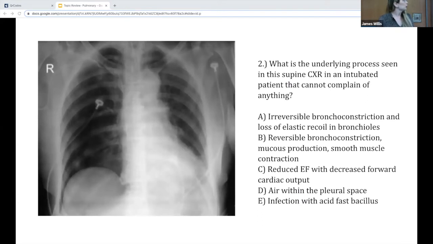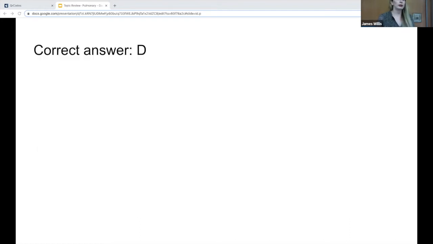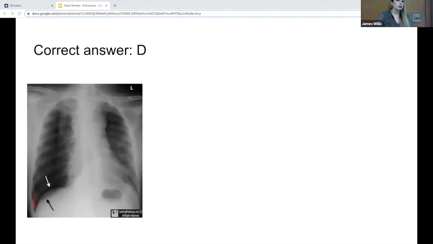Okay, question 2. What's the underlying process seen in the supine chest x-ray in a patient that cannot complain of anything? Any guesses? D. Yeah, good. So the answer is D. So this is the deep sulcus sign, which you can see in a pneumothorax, and it's specifically on a supine chest x-ray, because when the patient is supine, the air is going to rise to the anterior chest and the lateral chest. So the costophrenic angle appears deeper on the affected side.